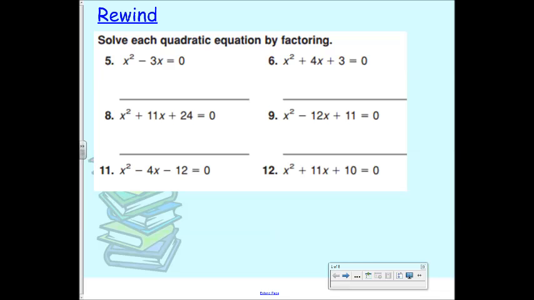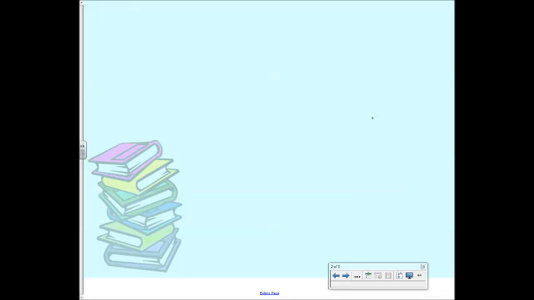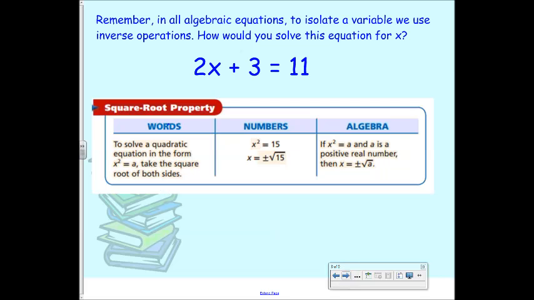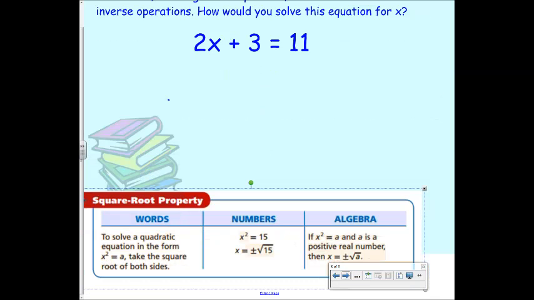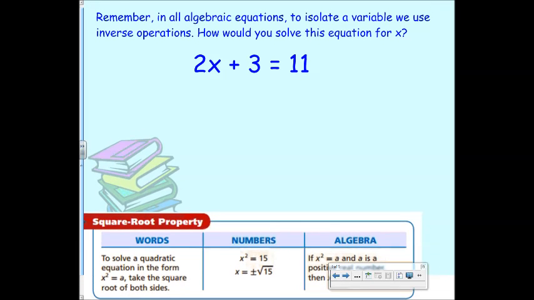But before we do that, tell me this. How would I solve this problem that's up here right now? 2x plus 3 equals 11. How would I solve that? First you put it in standard form. Well, it's just a linear function, so how would I solve this?